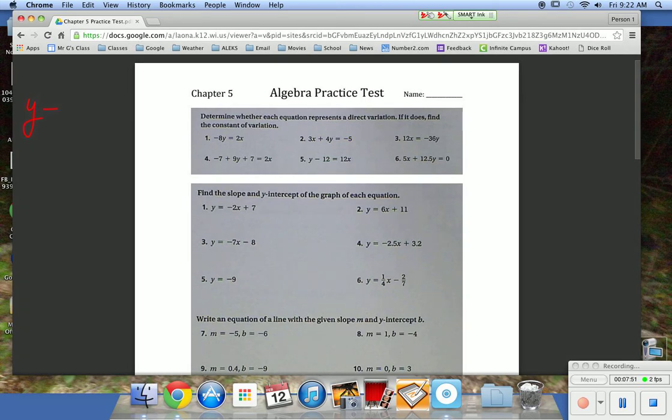Y minus 12 equals 12x. Anna, what do I do? Plus 12 on both sides. Plus 12, plus 12. My 12s go away. Y equals 12x plus 12. Is that a direct variation? No, it's not a direct variation. Why? Because that plus 12's on there. It's 12x plus 12. Can't add those together. Okay?